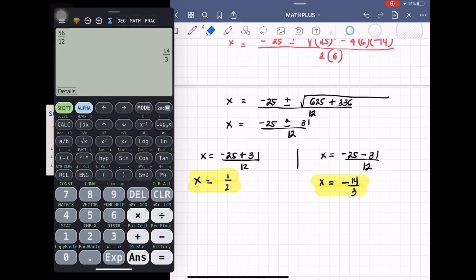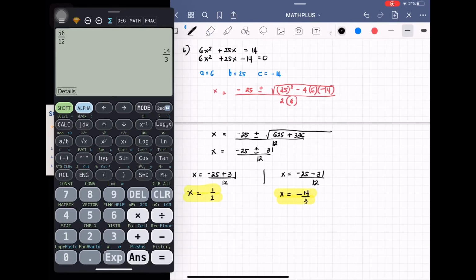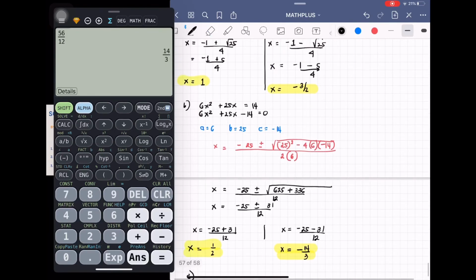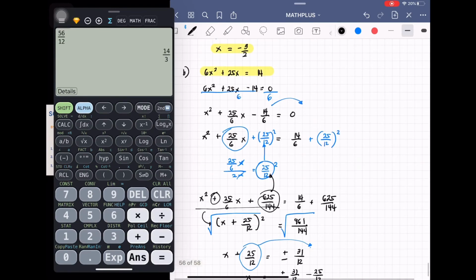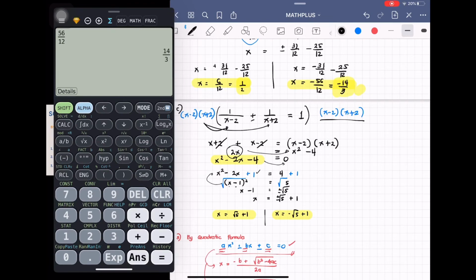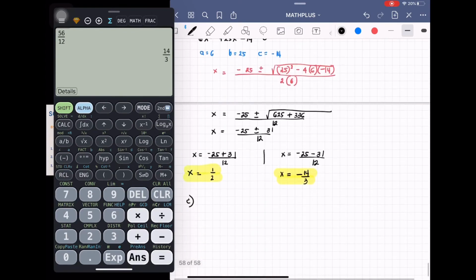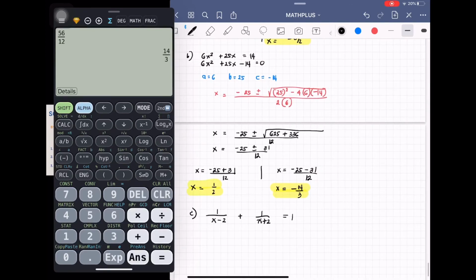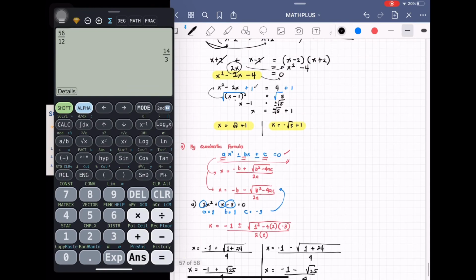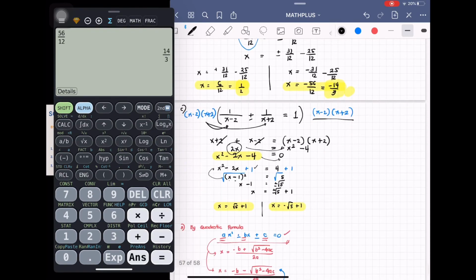Okay, the third equation was, let me just copy the third equation from the previous example. So the third one was 1 all over x minus 2 plus 1 all over x plus 2 equal to 1. Again, you're going to simplify and transform this to its general form, which is ax squared plus bx plus c. We already did that in the previous video.